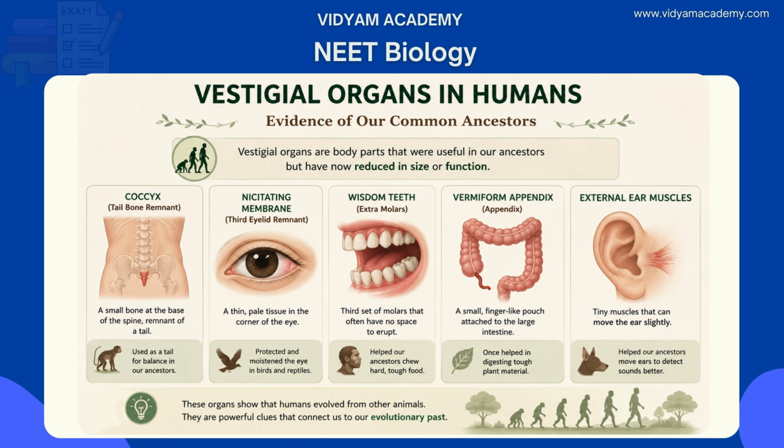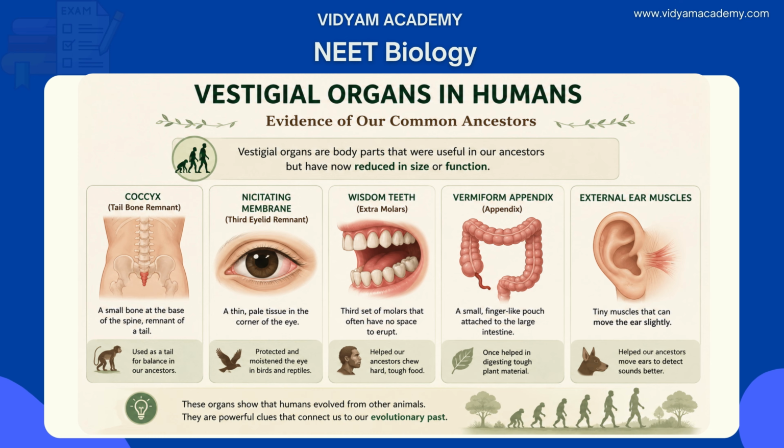The human coccyx is the fused remnant of tail vertebrae that were functional in primate ancestors. The plica semilunaris, a nictitating membrane, is the remnant of a functional transparent third eyelid still seen in birds and reptiles. Wisdom teeth are remnants of the third molar set needed when our ancestors had larger jaws and a coarser diet. The vermiform appendix is a remnant of a larger caecum used to digest cellulose by herbivorous ancestors.